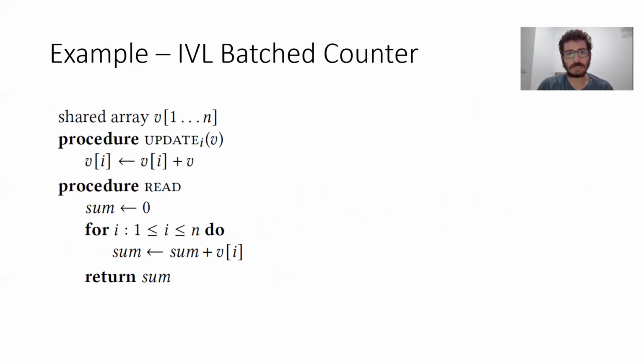And to show that it is indeed IVL, we consider the read operation. If we were to take a snapshot of the array at the beginning of a read operation, we would see a certain sum. All the values v are positive. So if we take a snapshot at the end of the same read, each element vi can only increase. Therefore, the sum of the snapshot at the end is larger than or equal to the snapshot at the beginning. Because of this monotonic increase, the sum returned will necessarily be bounded between these two values, thus showing that the batch counter in this current implementation is indeed IVL.